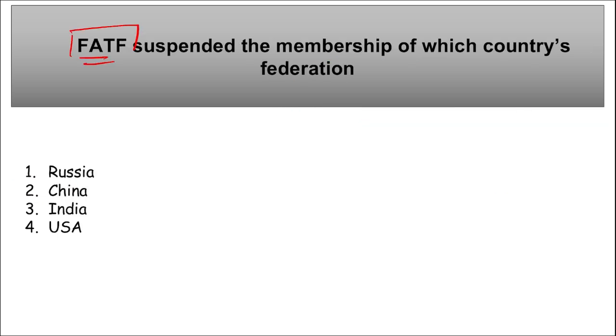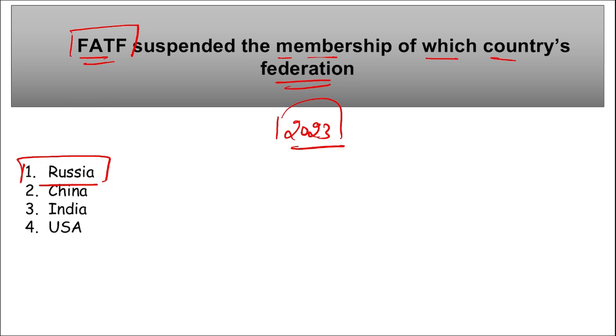FATF, Financial Action Task Force. FATF suspended the membership of which country's federation recently? So in 2023, FATF, Financial Action Task Force, suspended the membership of the Russian Federation. First thing. Second thing, remember recently FATF week was observed.